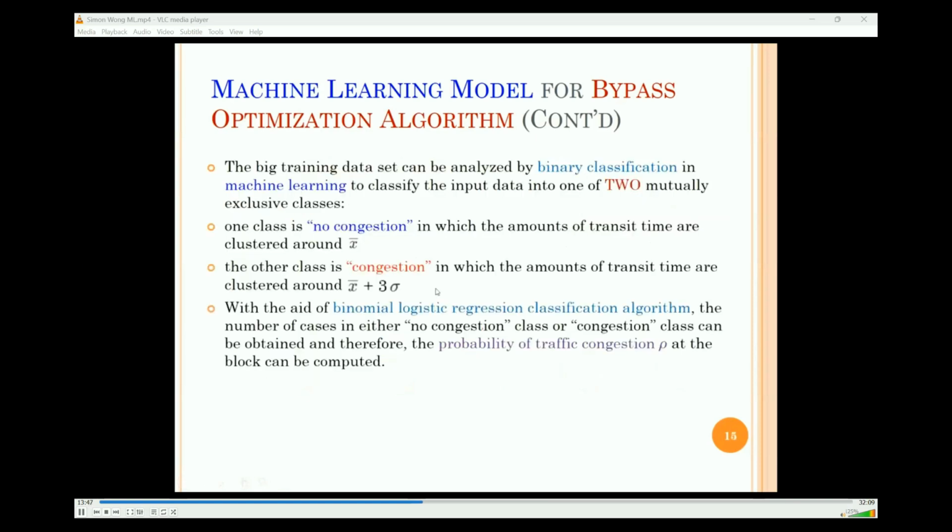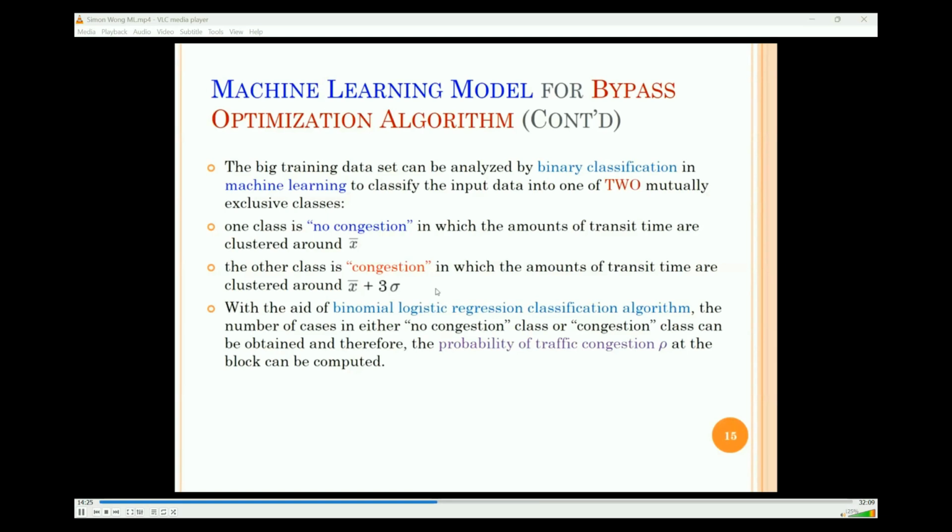The big training data set can be analyzed by binary classification in machine learning to classify the input data into one of two mutually exclusive classes. One class is no congestion, in which the amounts of transit time are clustered around x bar, which is the mean transit time. The other class is congestion class, in which the amounts of transit time are clustered around x bar plus 3 times sigma.